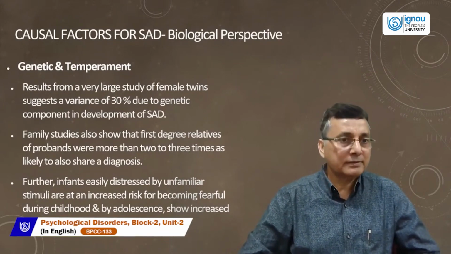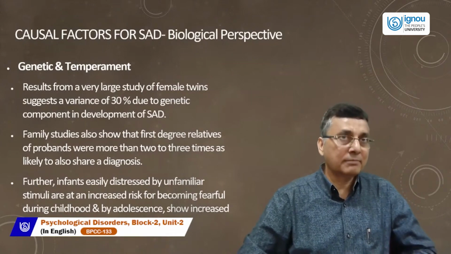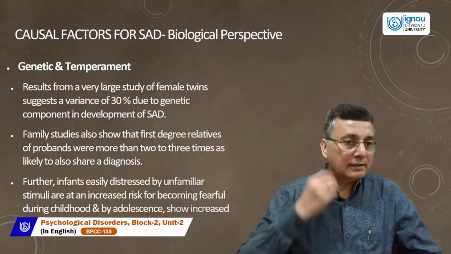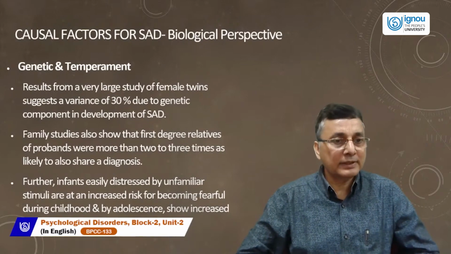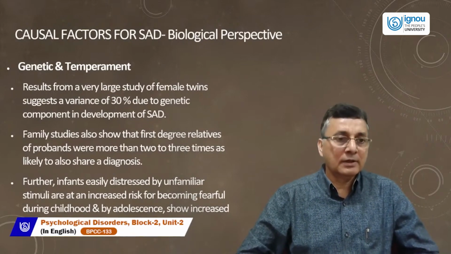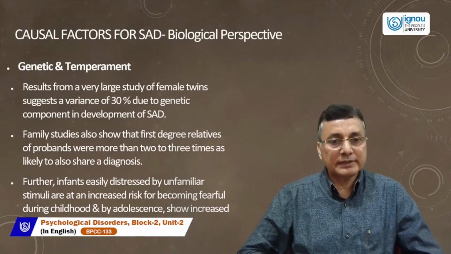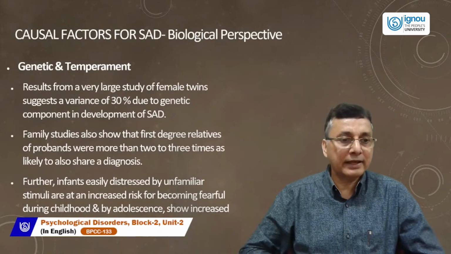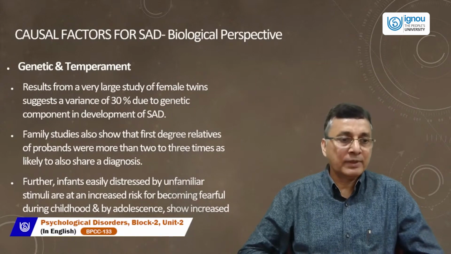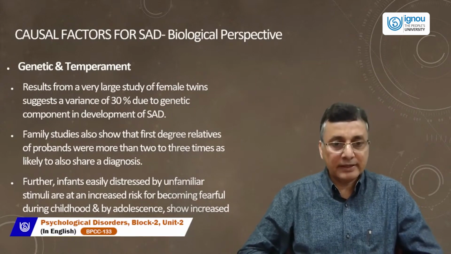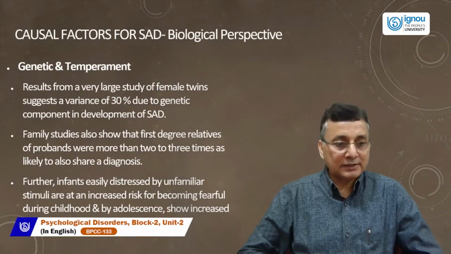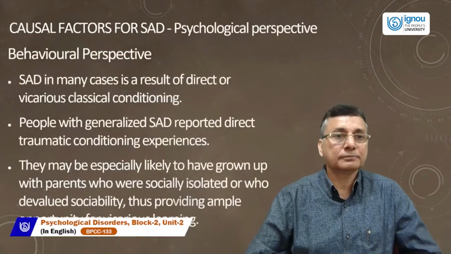So, the biological perspective. Let us see the role of genetics and temperament. Results from a very large study of female twins suggested a variance of 30% due to genetic components in the development of social anxiety disorder. Family studies also show that the first degree relatives of probands were more than two to three times as likely to also share a diagnosis. Furthermore, infants easily distressed by unfamiliar stimuli are at an increased risk for becoming fearful during childhood and, by adolescence, show increased risk of developing social phobia.